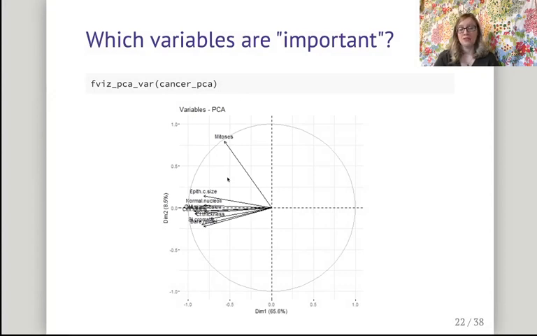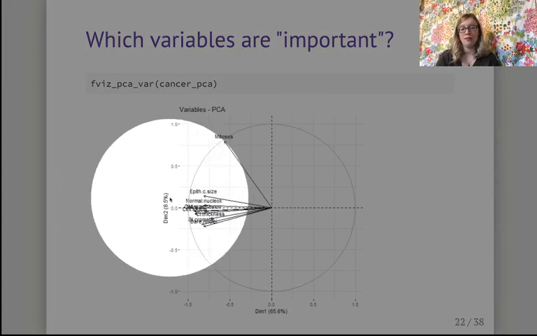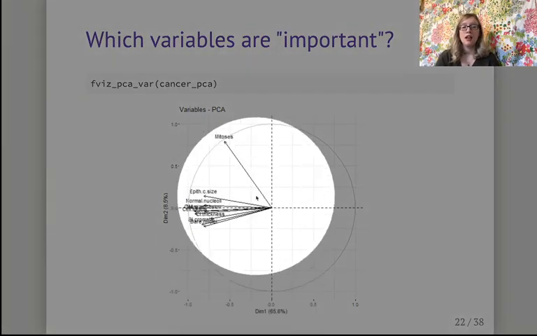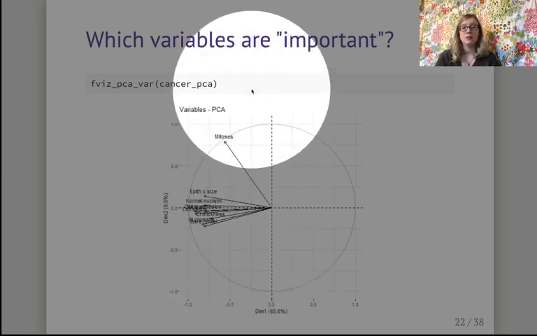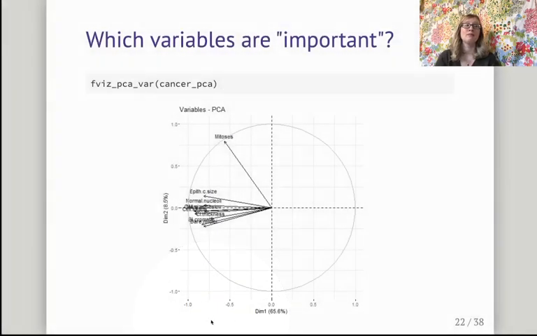So it looks like that first principal component really contains about everything, and everything has a negative coefficient to it. The second principal component is really dominated by mitosis. That's the one that's the most vertical out of these vectors.